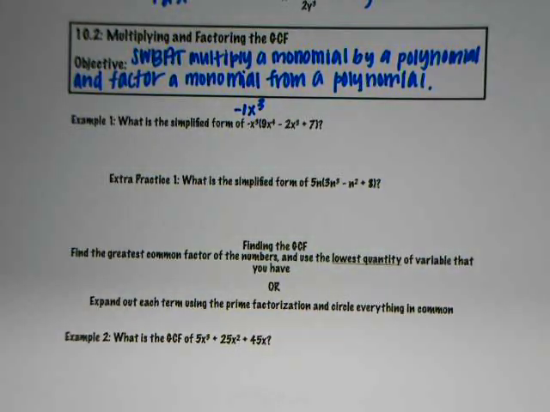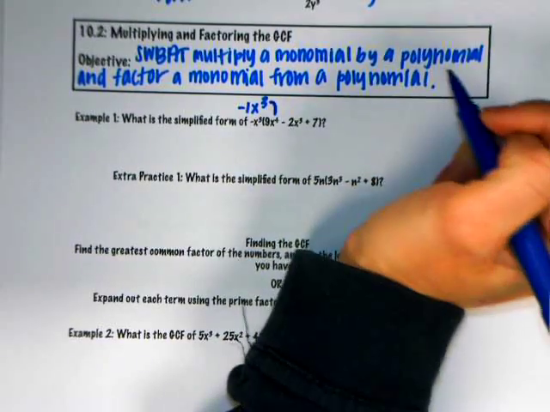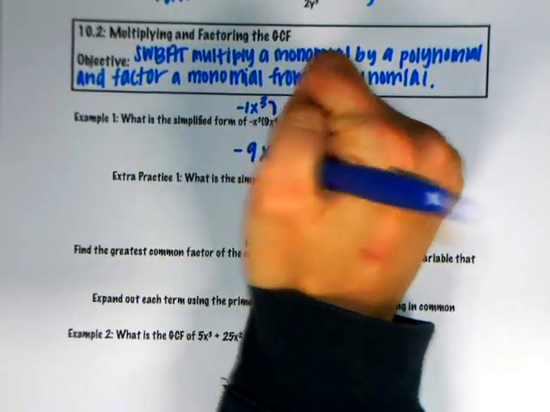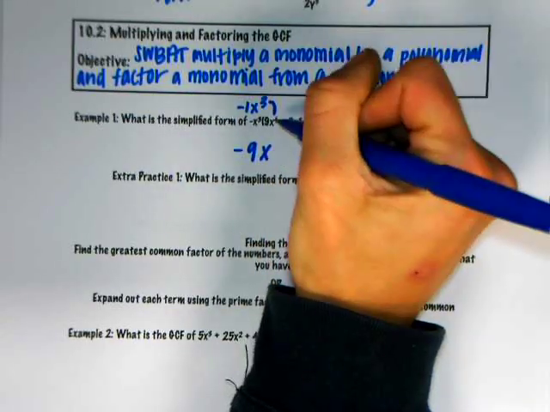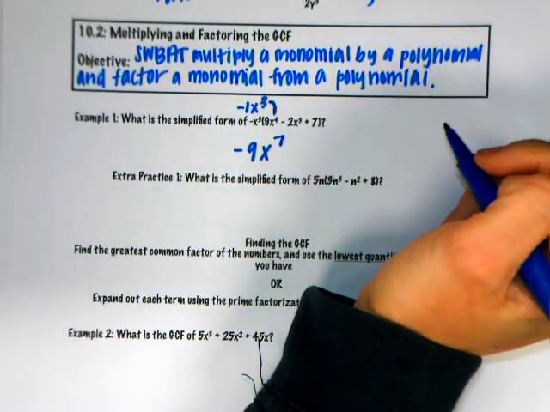So we're going to distribute that. And remember, when we're multiplying, what do we do with exponents? Add them. Yep, so we're going to do negative 1x to the 3rd times 9x to the 4th. And what's that going to be? Negative 9x to the 7th. Do you remember, add exponents?